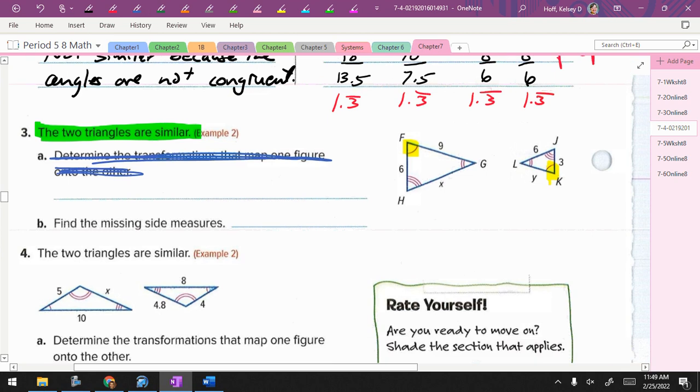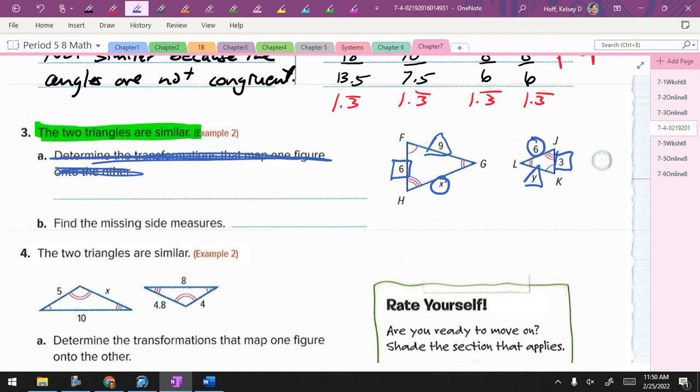Okay, so we're going to do the same thing, and I encourage you to use shapes like I'm going to, because I know not a lot of you have highlighters. Okay, so what side on the right triangle would that 6 match up with? 3. Put a square around both of those. What side would 9 match up with? Y, because we have to rotate. And which side would X match up with? 6. I strongly encourage you to use different shapes like this to remind yourself what's matching up with what.